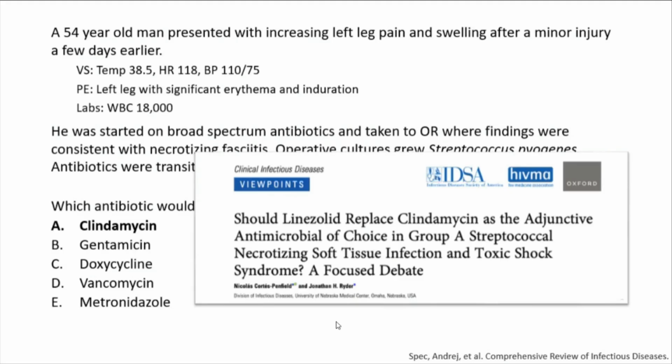And then this article is sort of fun from CID. Should linezolid replace clinda as the adjunctive antimicrobial of choice? And they had 2 ID physicians do the pro and con debate in CID. So it's a fun paper to read. You don't usually see that sort of literature. I think it's fun. I recommend it.